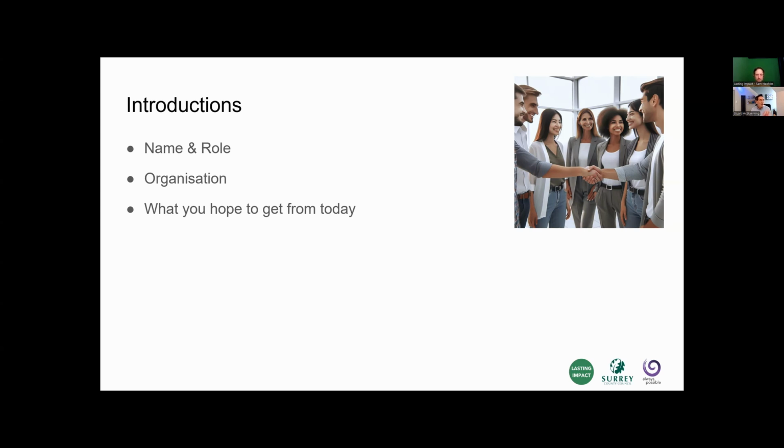And in terms of what you're going to get from this today, hopefully what I'm going to give you is a really good understanding of how you can approach technology in a small charity.